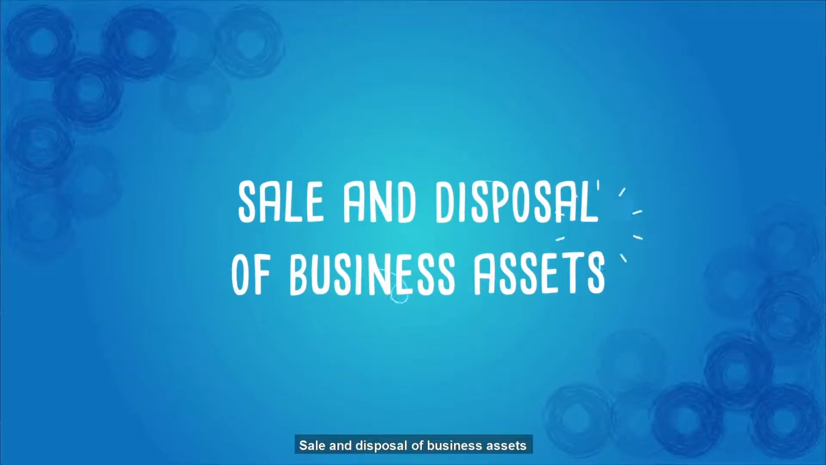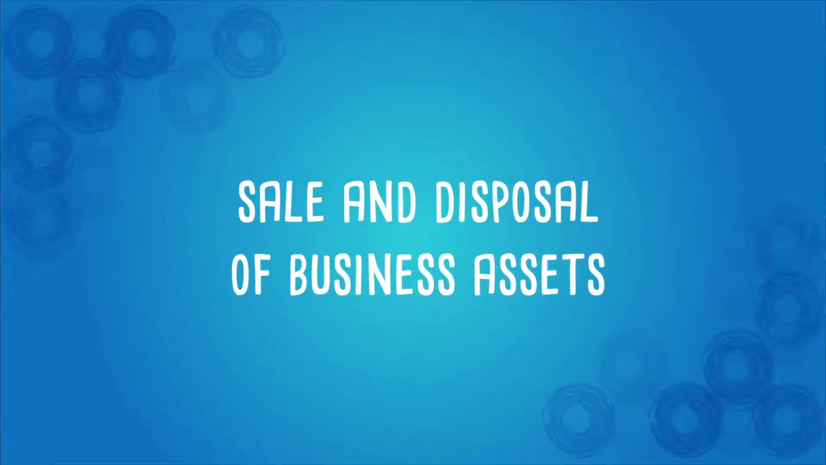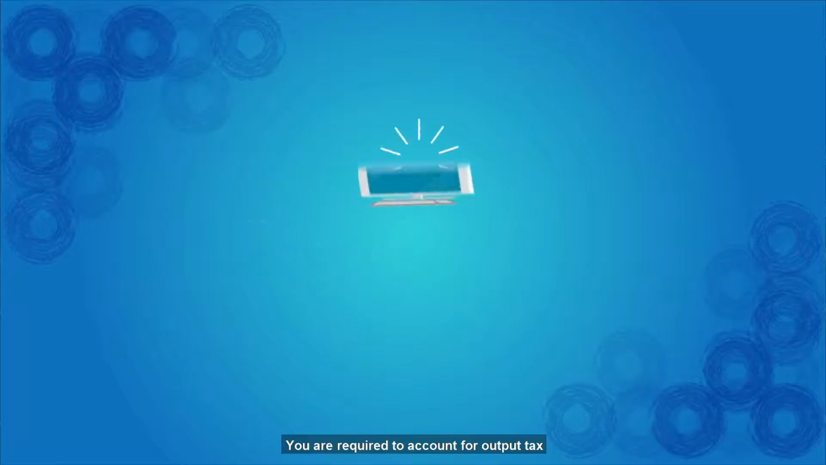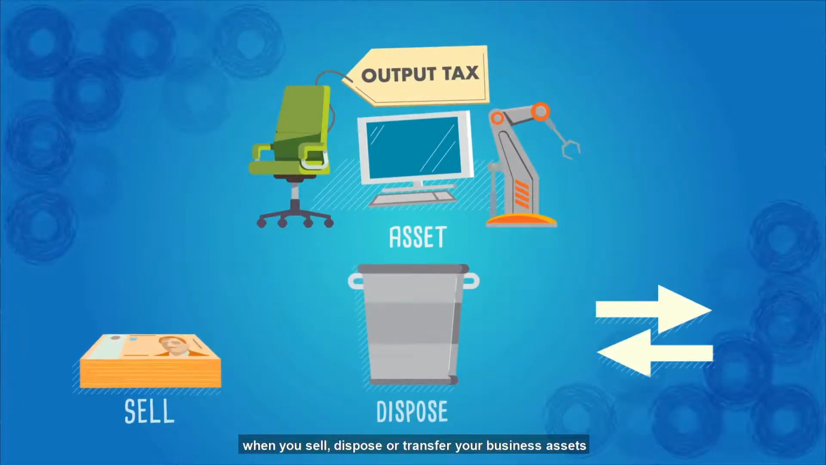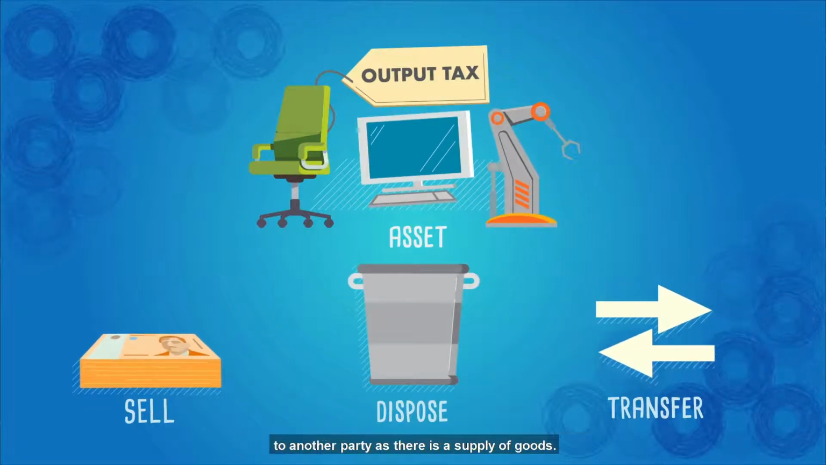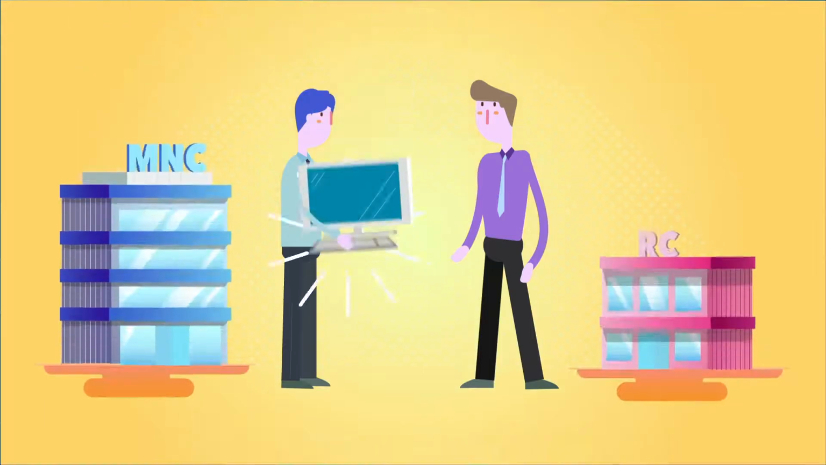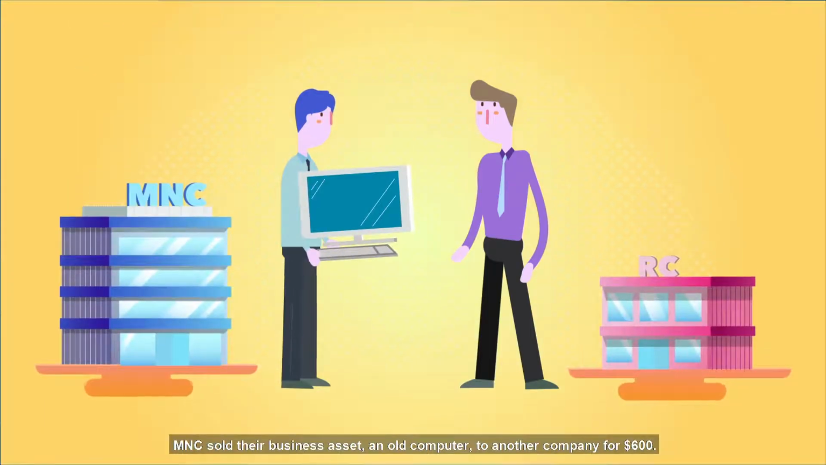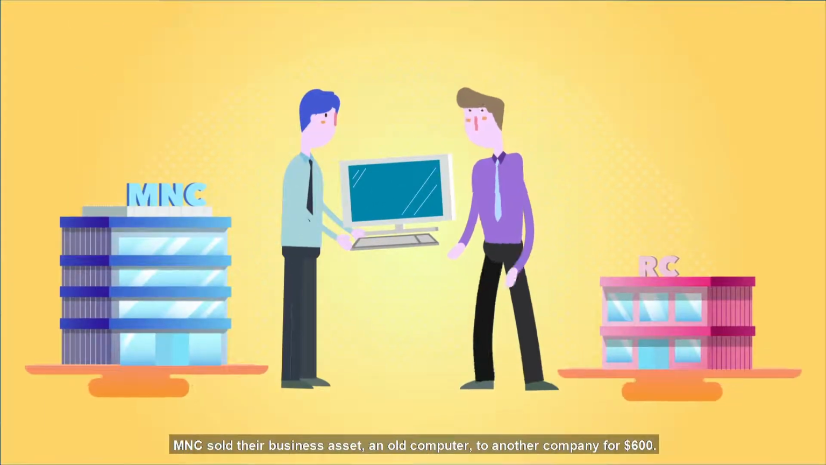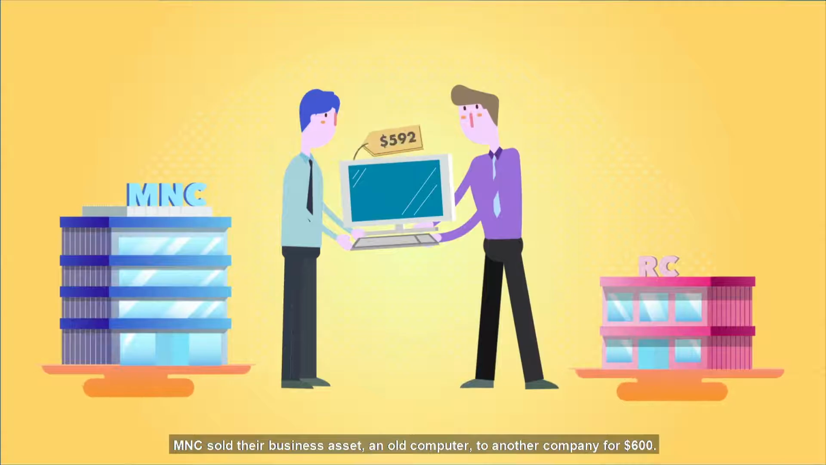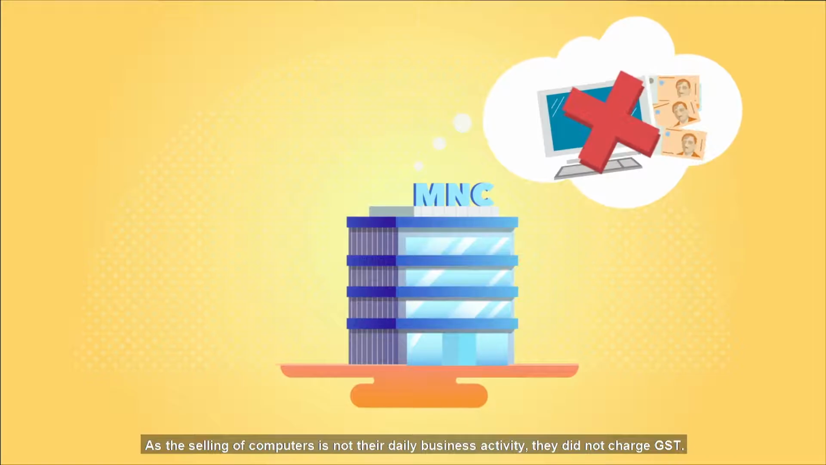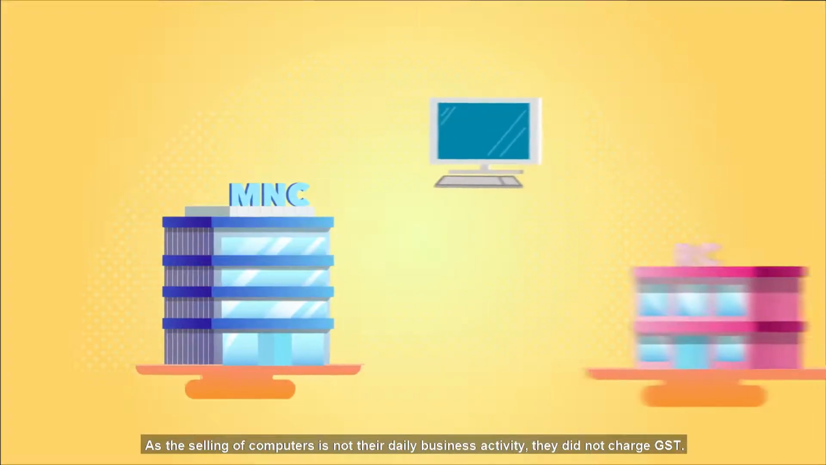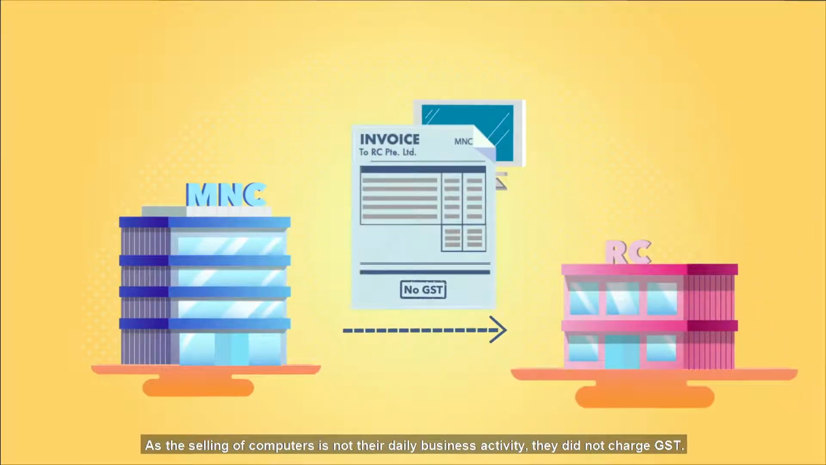Sale and disposal of business assets. You are required to account for output tax when you sell, dispose, or transfer your business assets to another party, as there is a supply of goods. MNC sold their business asset, an old computer, to another company for $600. As the selling of computers is not their daily business activity, they did not charge GST.